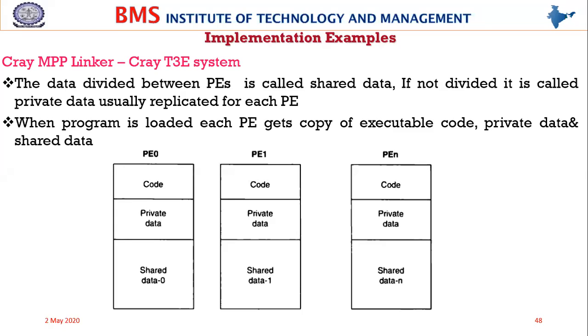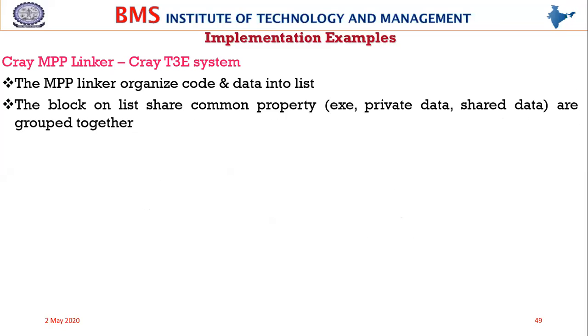The diagram can show you that. Code is given to each of the processing elements, along with the private data which is specific to the processing element, and the shared data which is common between the processing elements. The MPP linker organizes the code and data into a list, something like a linked list. Each block on the list shares a common property: it contains executable code, private data, or shared data, and these are grouped together. The linked list contains all these things.